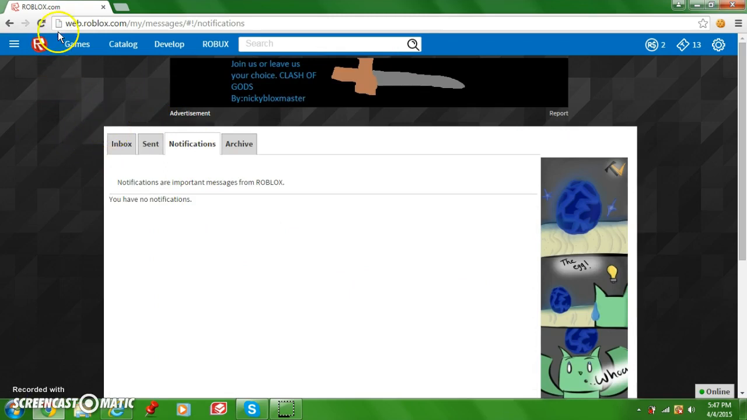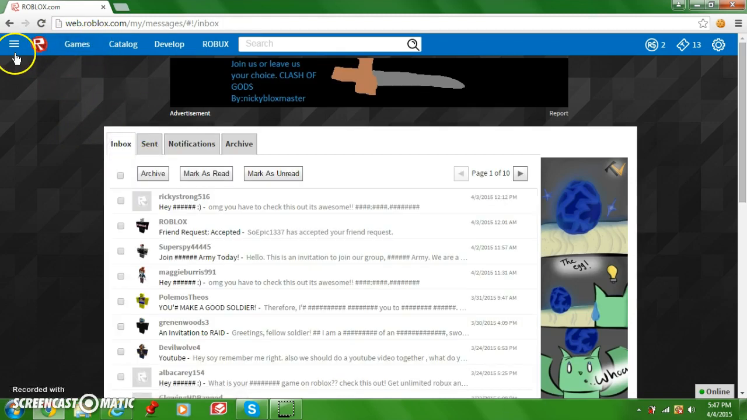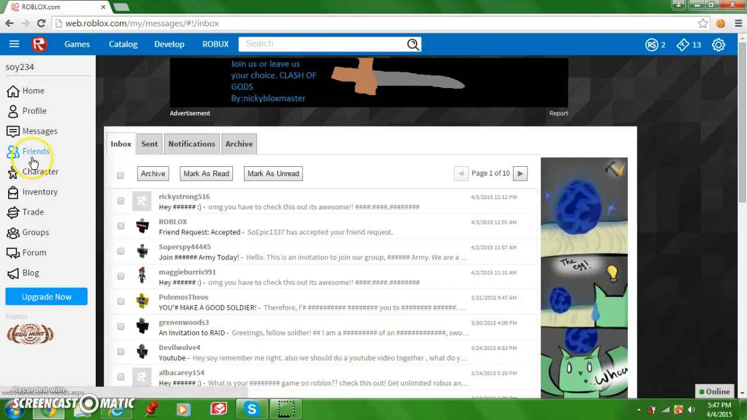Roblox isn't just all games. You can send messages, have friends, follow people, have people following you, join groups, make groups, trade with people only if you're BC or higher. Look at your inventory, customize your character. It's 3D. There's a blog, there's a forum, and there's more. So yeah.